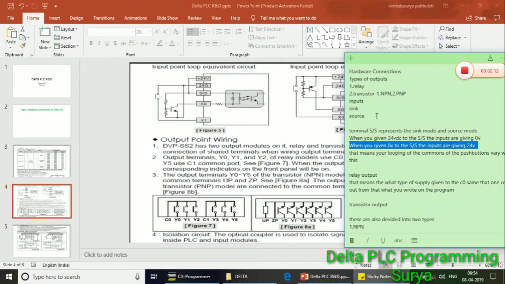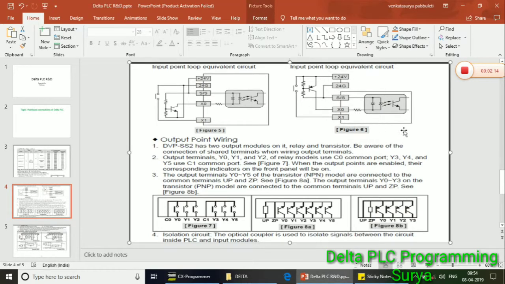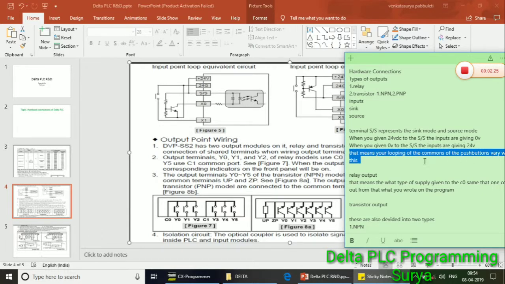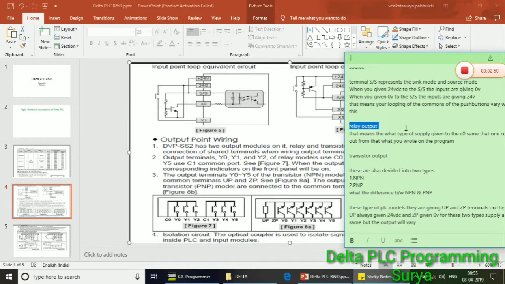So that means this will be a switch mode terminal for 24 volts and 0 volts. Okay, when you give 24 volts to the sink source, the commands of the push buttons will be given 0 volts to identify the inputs to the PLC. Okay, these are the input types, how we give the connections to the hardware: push buttons, relays, etc. to the PLC, and sensors also.